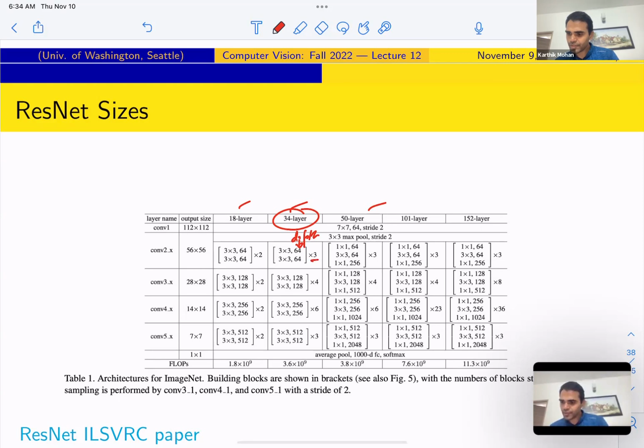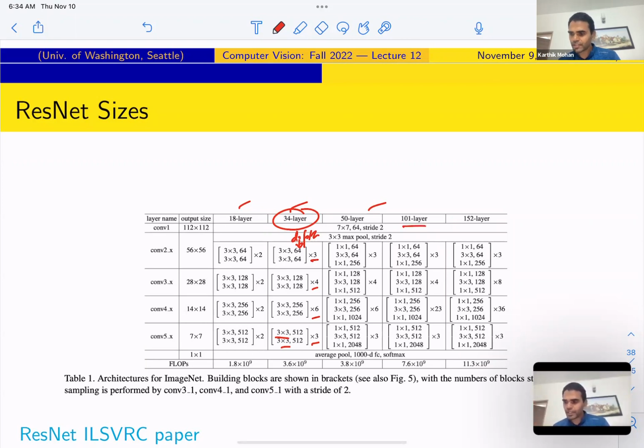And then there's 3 of them, there's 4 of them, there's 6 of them, there's 3 of them. So if you add these up, 3 plus 4 is 7, plus 6 is 13, plus 3 is 16, but then there's 2 of each. So that's 16 times 2, which is 32. So roughly you get 34, right? Close to 34. So that's how the math adds up here.